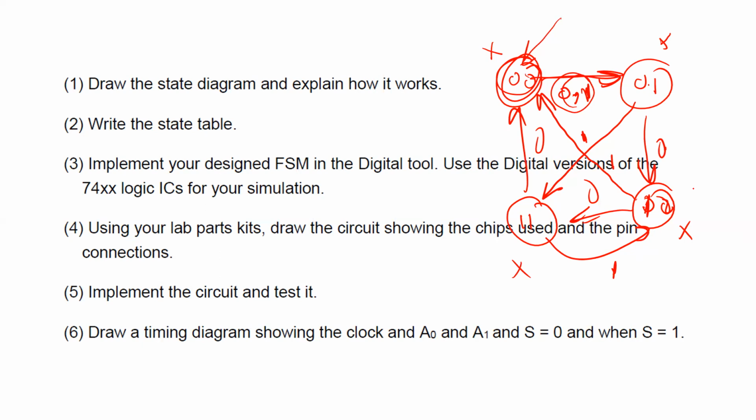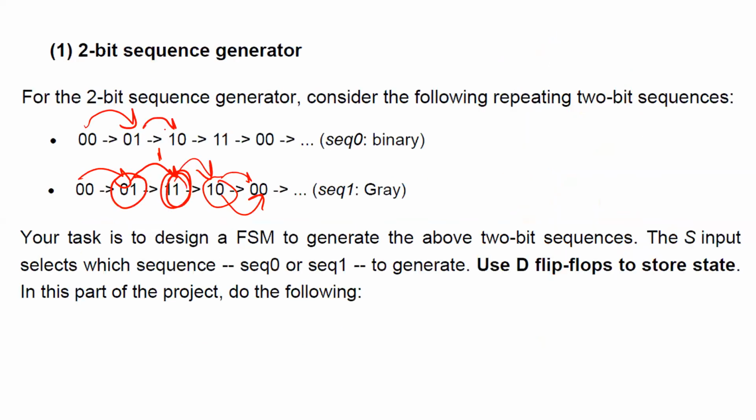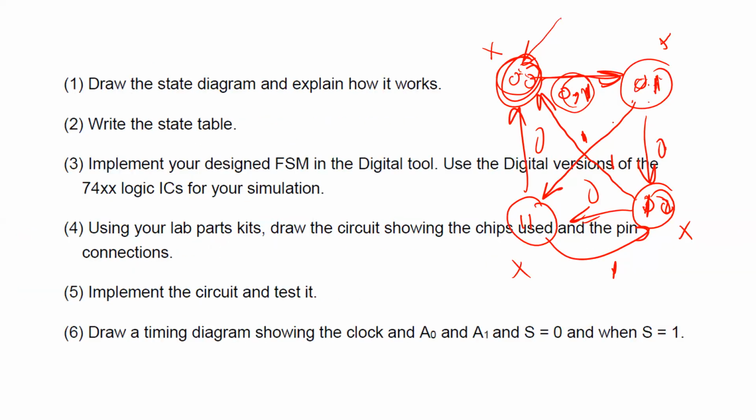So if you are at 0, 0, and regardless of whether you are 0 or 1, you are going to move from here to here when the clock comes. That's exactly what I want to do, right? If I'm 0, 1, and S is 0, I'm going to come to 1, 0. That's exactly what happens here. However, if S is 1, I'm going to move to 1, 1. That's exactly what I'm describing here.